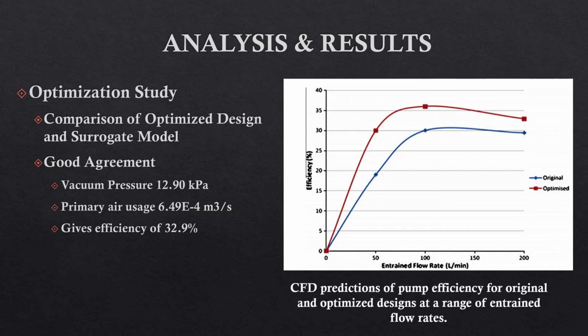Once the GA was able to produce an optimal design, it was compared with the surrogate model, and it was in pretty good agreement. It showed a vacuum pressure of 12.9 kPa and a primary air usage of 6.49 times 10 to the negative fourth meters cubed per second. It gave an efficiency of almost 33%. The graph on the right shows a comparison between the models and their efficiency over a range of entrained flow rates.